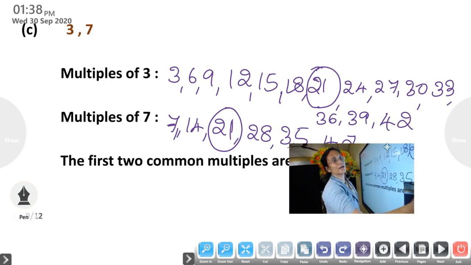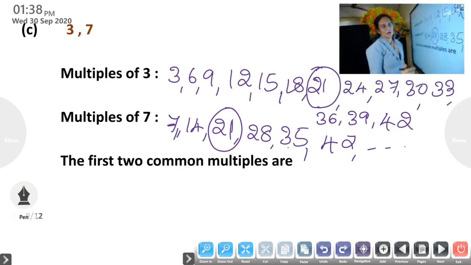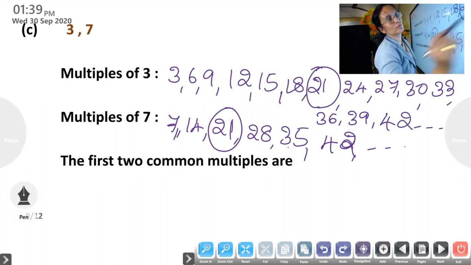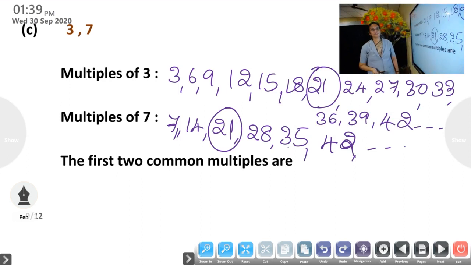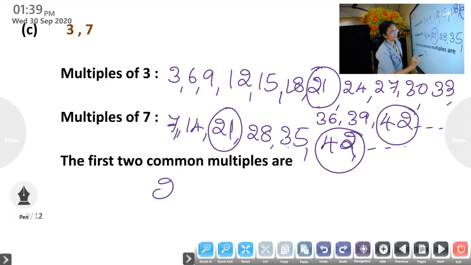Okay, so sometimes you may have to write up to 42. It goes on. Now which is the common multiple? You are getting one more here, 42. So the first two common multiples are 21, 42.